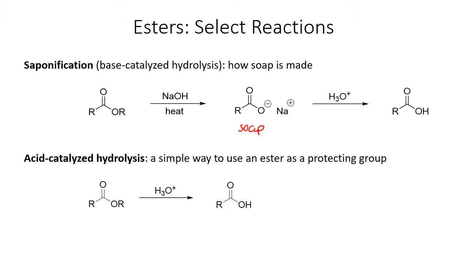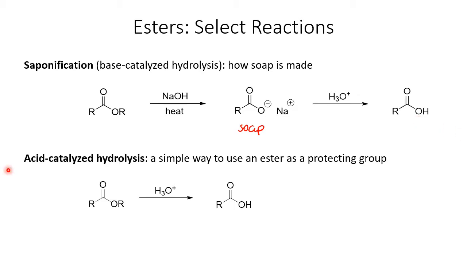Now we can either leave it in this soap form, or if we wanted to take this molecule and treat it with hydronium or an acidic wash, we can convert the ester back into a carboxylic acid. So if you stop at this point, you'll actually have soap. If you continue on, you can convert it to a carboxylic acid.